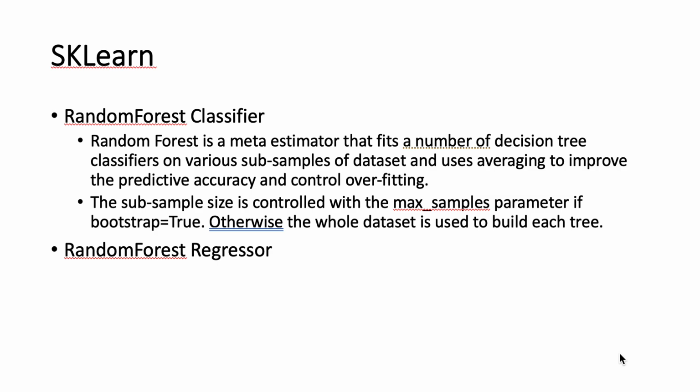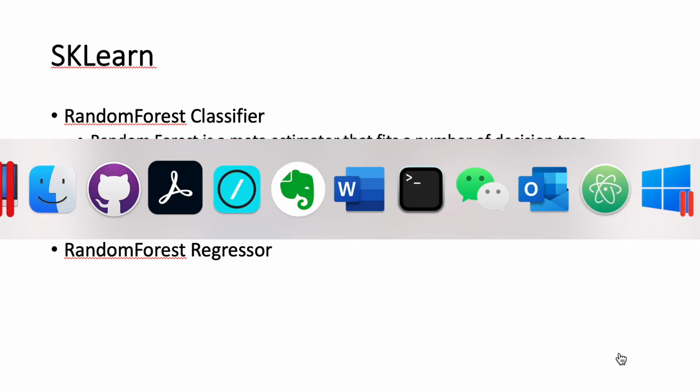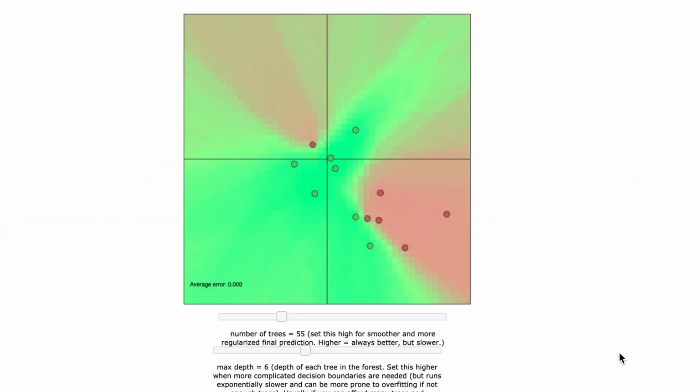In sklearn, we can also find those two different methods. One is called RandomForestClassifier, another RandomForestRegressor. This works well, and I do not need to re-implement everything. And let me show another example.